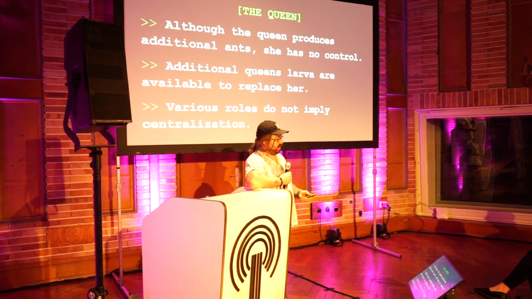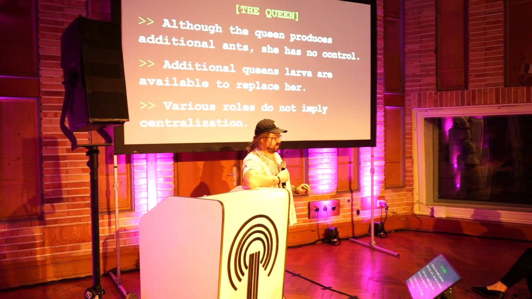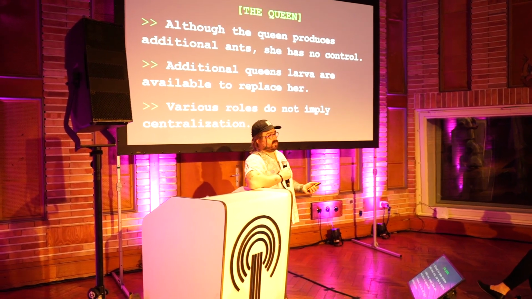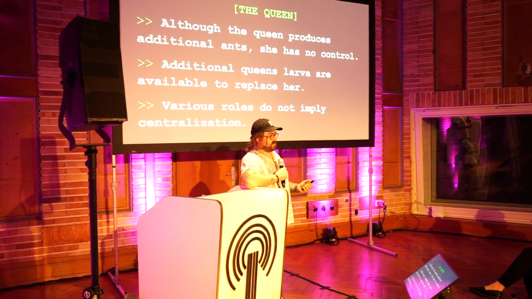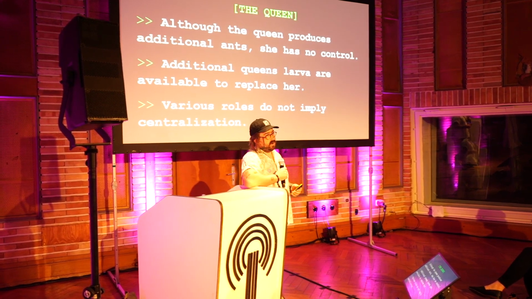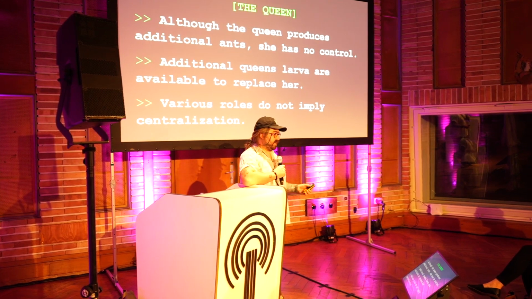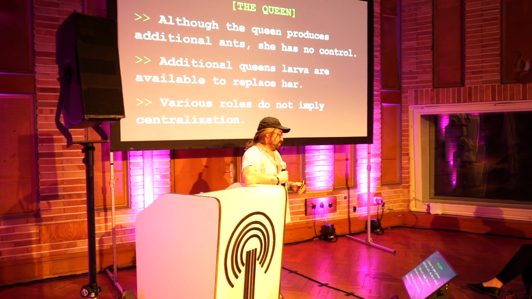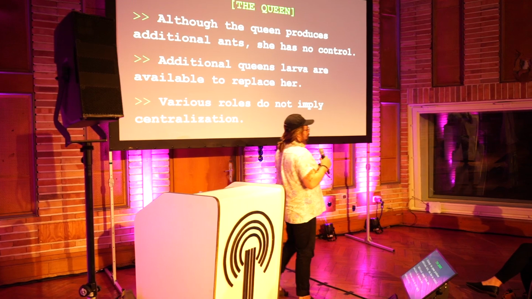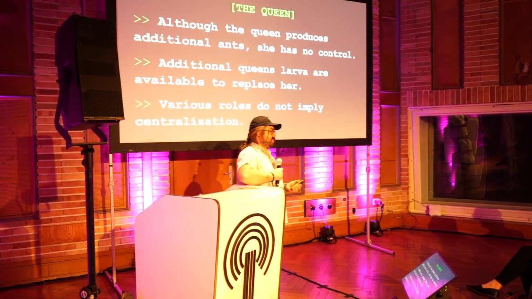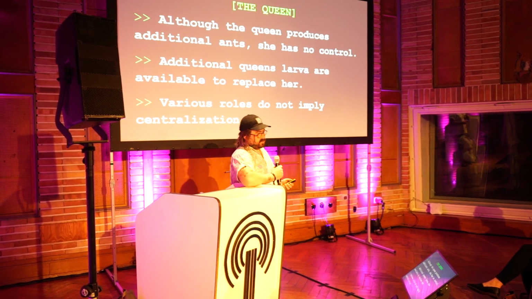But like I said, although the queen produces additional ants, she doesn't have any control. And there may not only be one queen. Certain species have thousands of queens. Or if they don't have thousands of queens, they have thousands of larvae that are lined up to take that queen's place should she fail in her role. So just because there are roles in the system does not mean that it's centralized. It's all about effectiveness and how they can scale effectively and survive as a group.